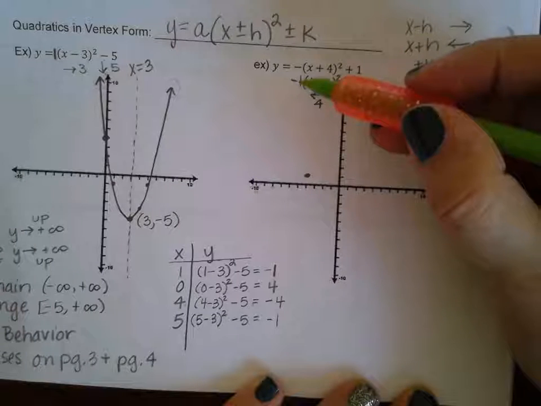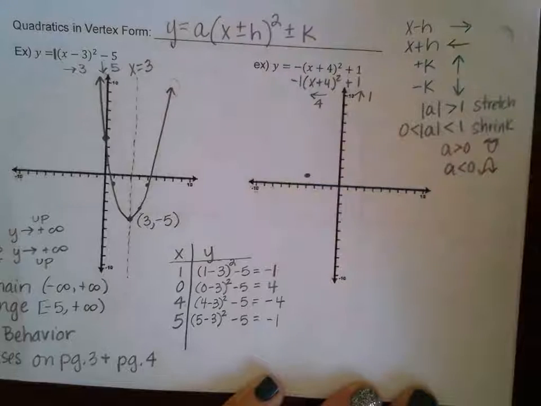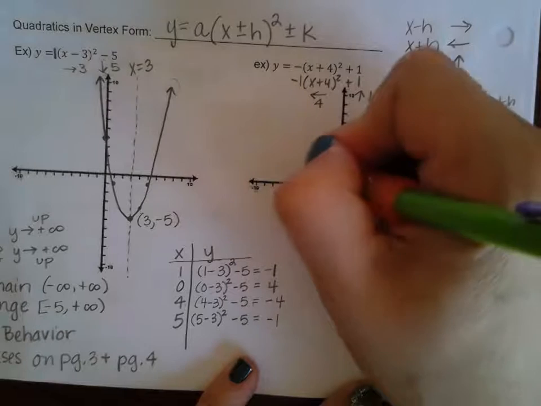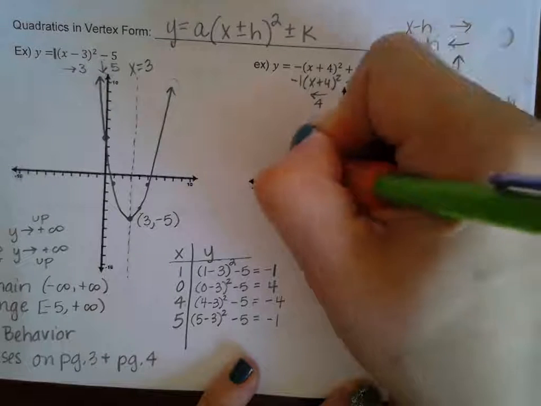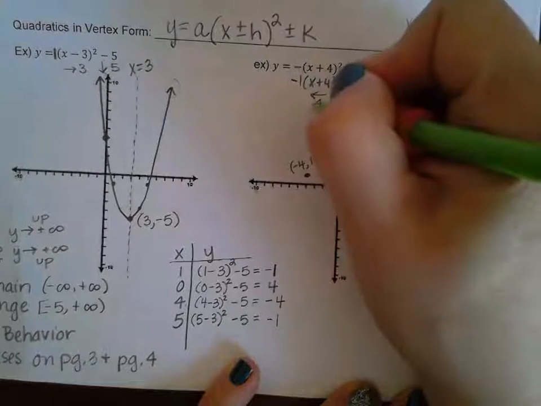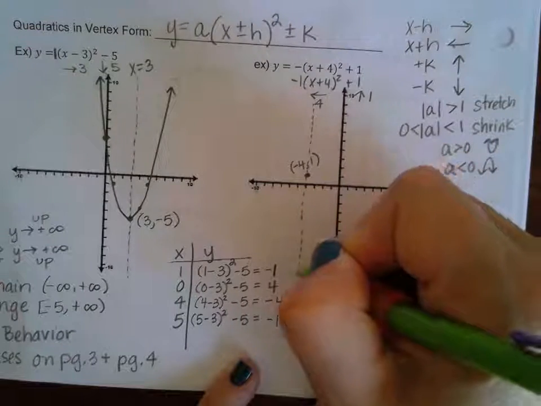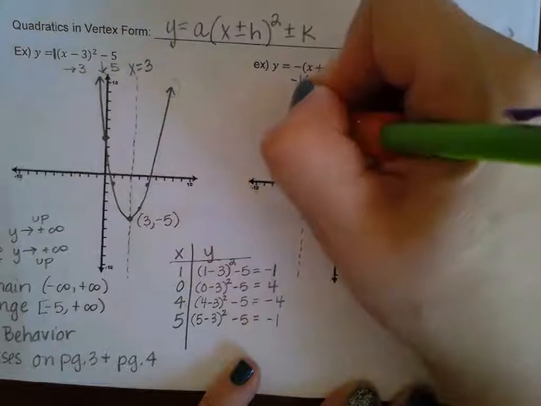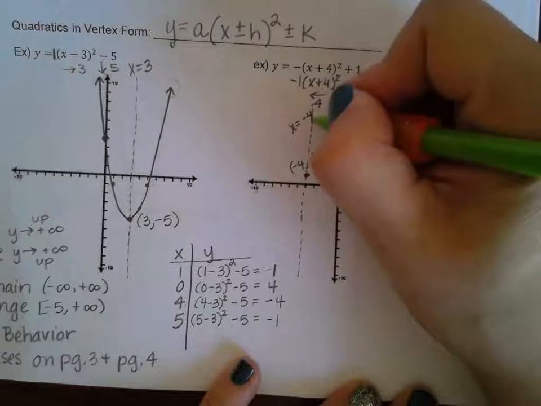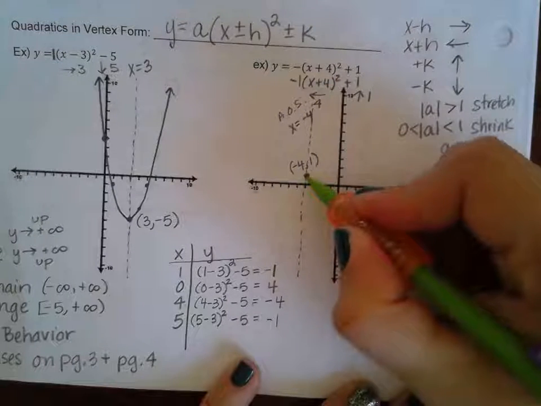And so since this is a negative 1, I know that my graph is going to be face down. So we'll use a table of x's and y's to help us get a nice graph for that. So my vertex, though, I can label that. That's going to be negative 4, 1. My axis of symmetry is going to go right down through the vertex, and that's going to be the line x equals negative 4. Okay? So this is my axis of symmetry. This point right here is my vertex.